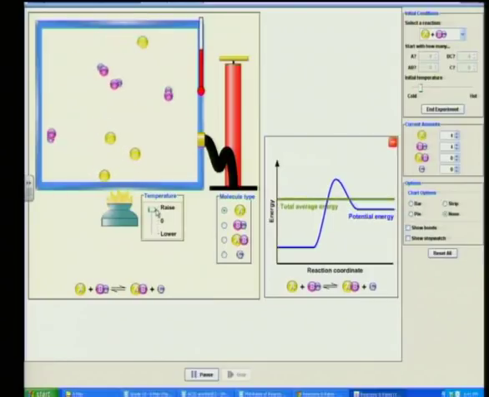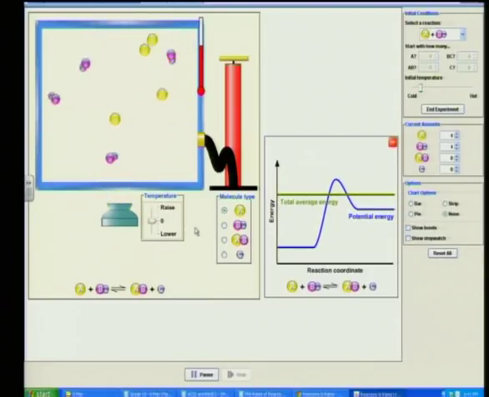And what we'll notice is that the average energy is now much, much higher than it was before. So the particles are starting to get excited. So temperature is one of the major factors. When temperature increases, I increase the total energy of the particles. Let's heat it up again.